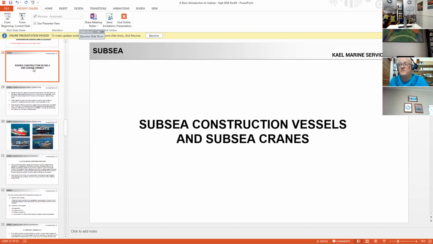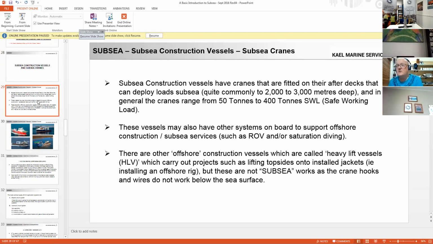Okay, moving on. Subsea construction vessels and subsea cranes. Subsea construction vessels have cranes that are fitted on their after decks that can deploy loads subsea, quite commonly to 2,000 to 3,000 meters depth. And in general, the cranes range from 50 tons to 400 tons safe working load. These vessels may also have other systems on board to support offshore construction and subsea services such as ROV and/or saturation diving.